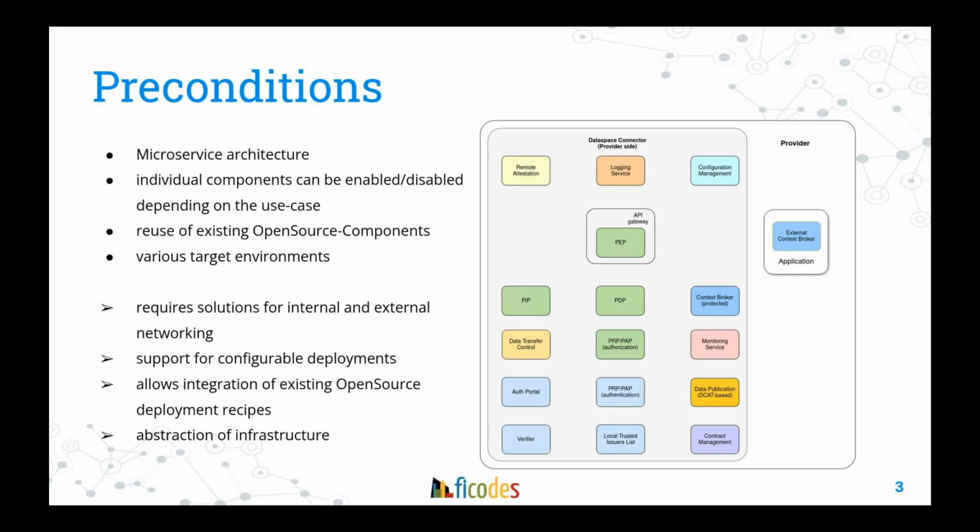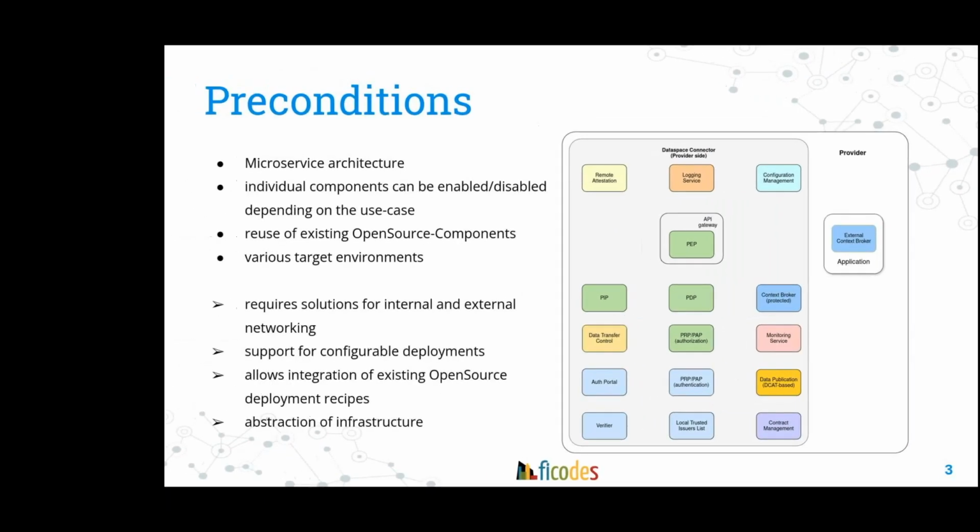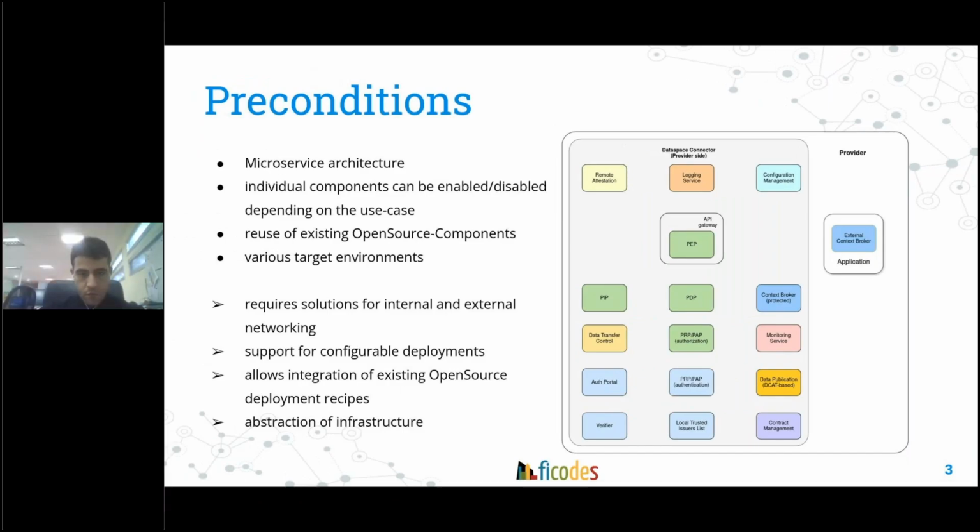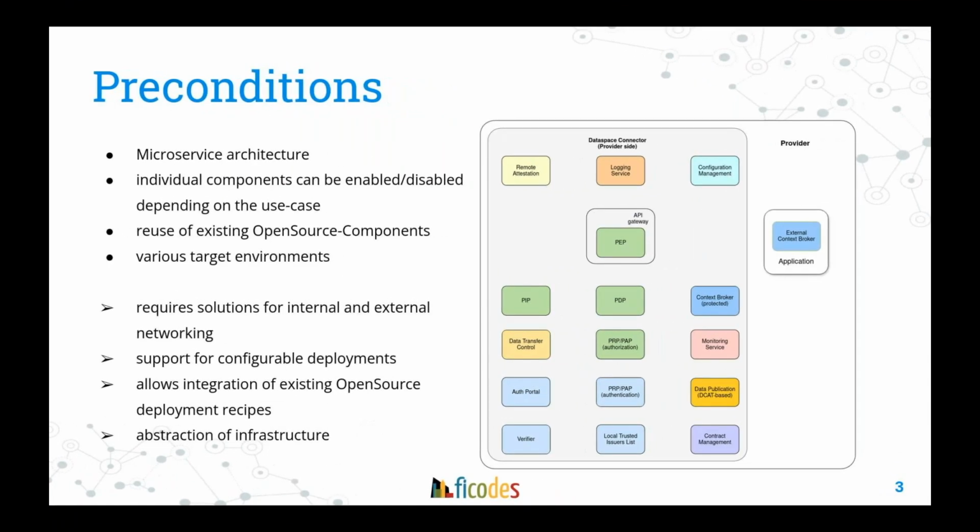Therefore, we need some support for configuration of those deployments. Beside that, we also want to integrate not only the open source components itself that are already existing, but also their deployment recipes, because essentially everything that already exists and is well maintained reduces the maintenance work for ourselves, but also improves the overall quality of the data space connector, because we then can rely on already production tested recipes.